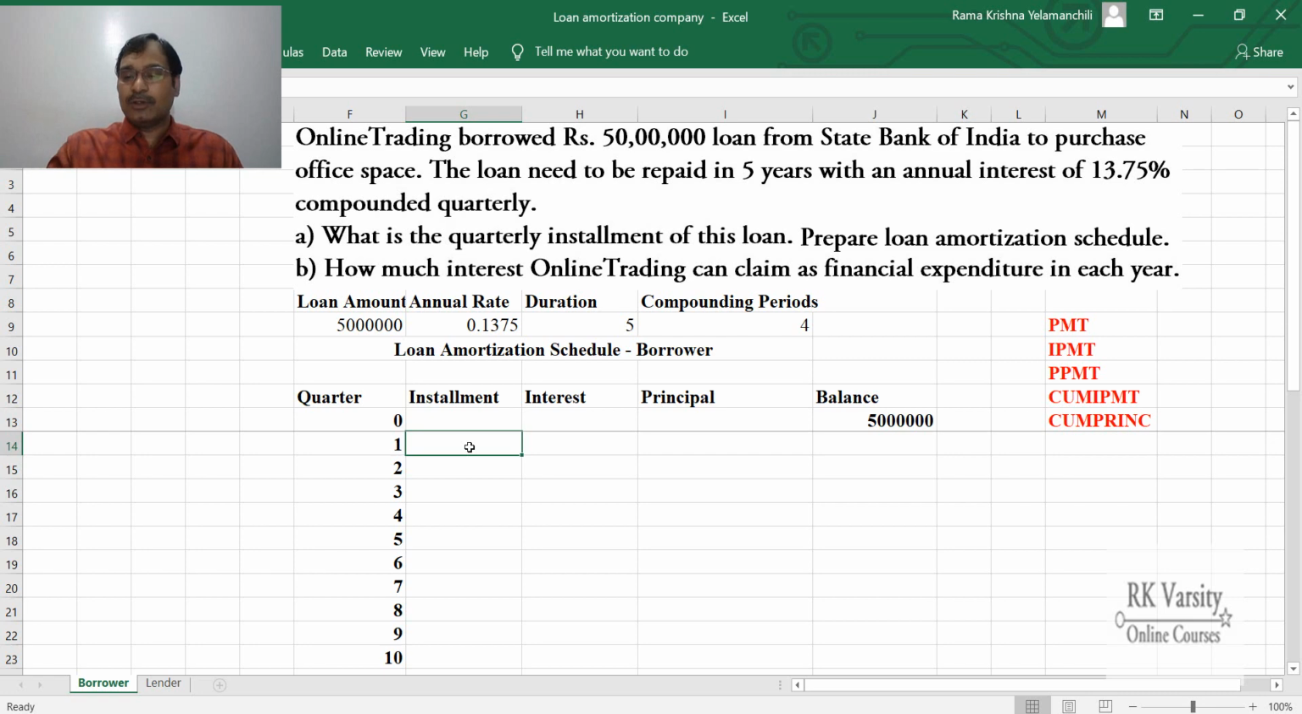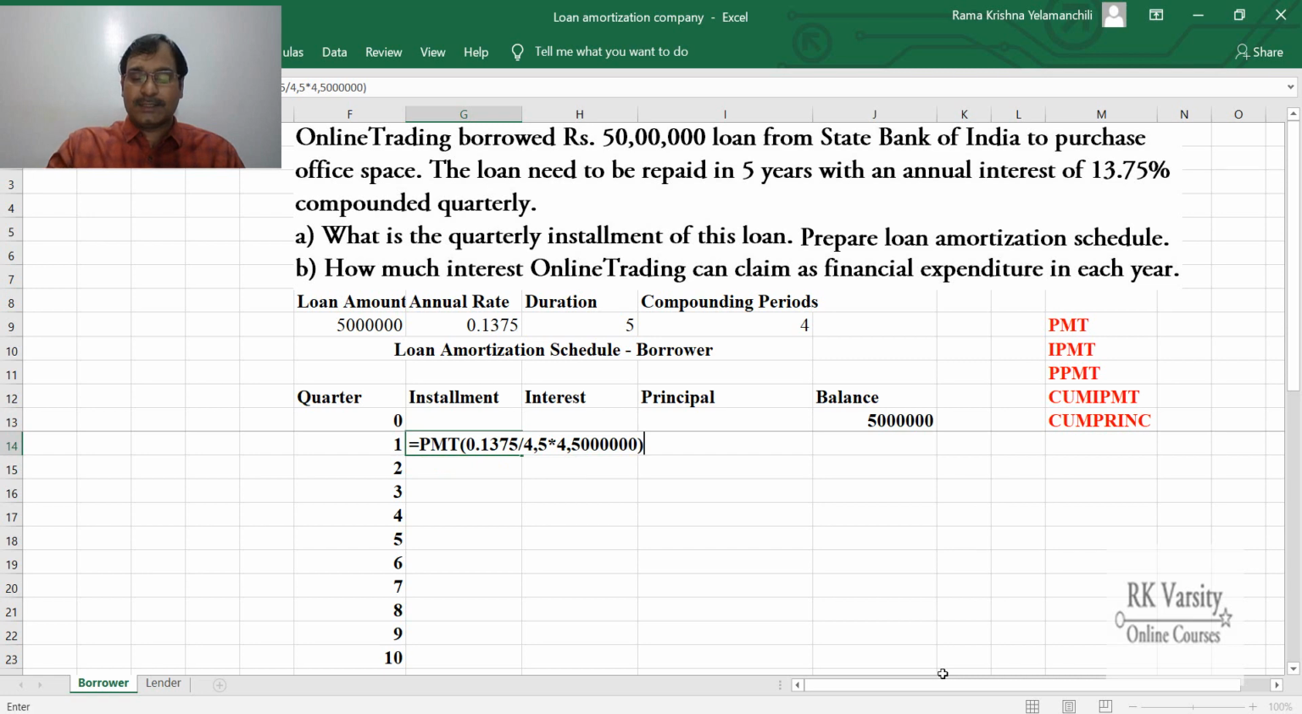So we'll start with the installment amount. To get an installment amount, you need to use the PMT function. This equals PMT, rate. Rate is 13.75%. So we'll take 0.1375 divided by compounding periods, which are 4. So 4. Place a comma. Then NPER, number of periods, is 5 years and 4 quarters. So 5 into 4. Place a comma. Then present value. That is the loan amount. So loan amount is 50 lakhs. We'll enter the 50 lakhs here.